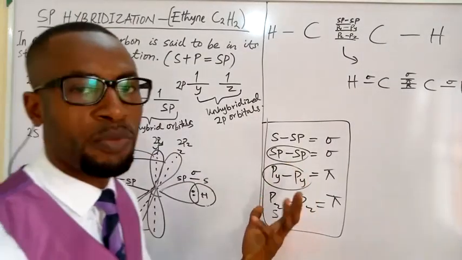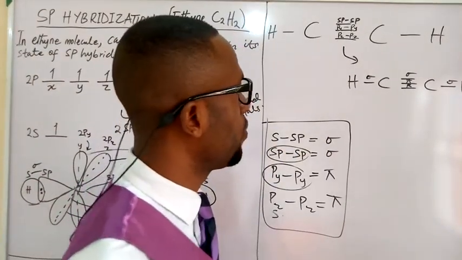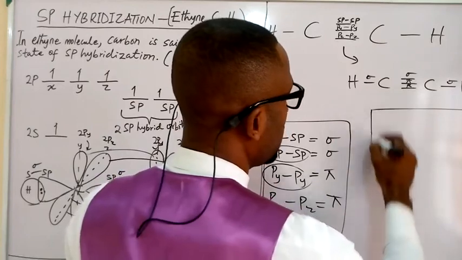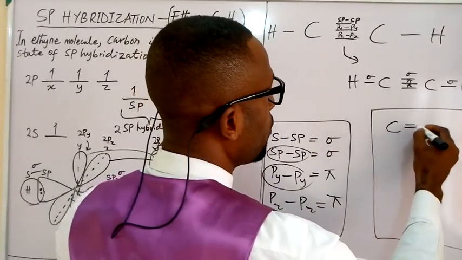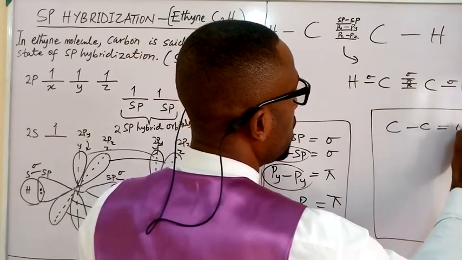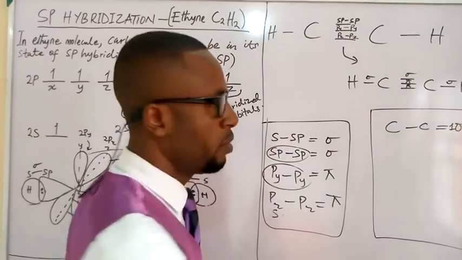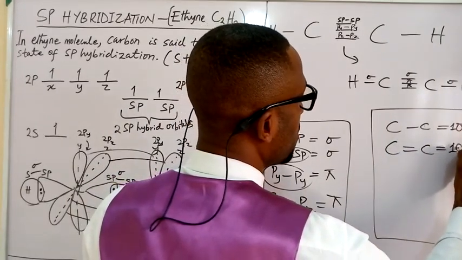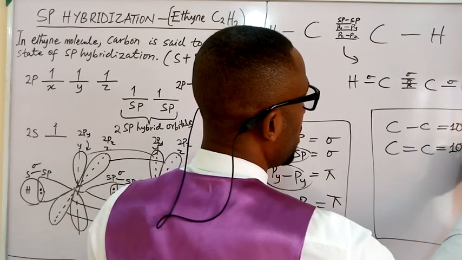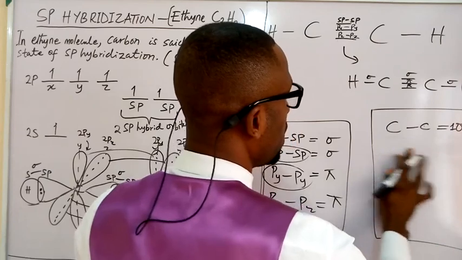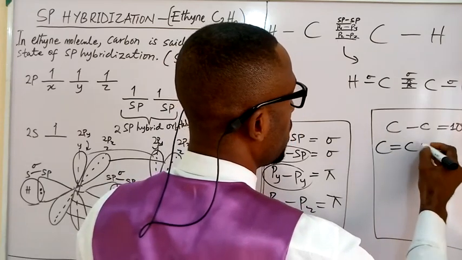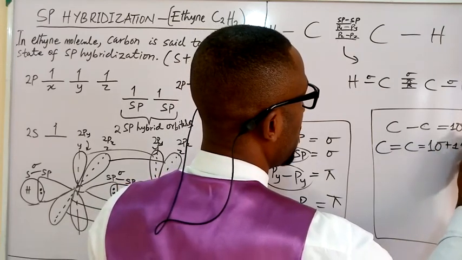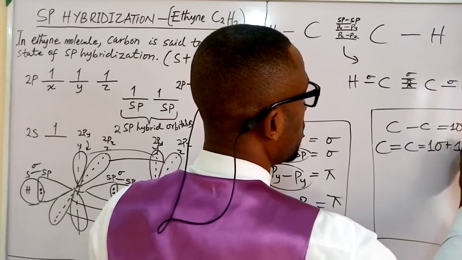Nice. So with this, you can tell the number of pi bonds and sigma bonds that are formed in a given molecule. Having said this, it's also important I draw to your attention that a single covalent bond is equivalent to 1 sigma bond. When you have a double covalent bond, the double covalent bond is equivalent to 1 sigma bond plus 1 pi bond. So in a molecule that carries a double bond, it's expected that there is 1 sigma bond and 1 pi bond in that molecule.